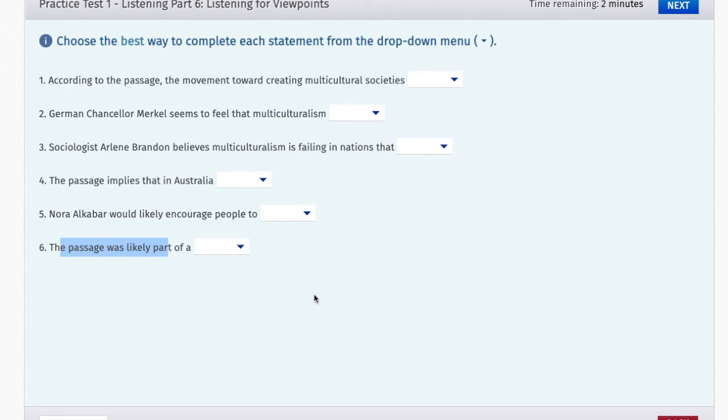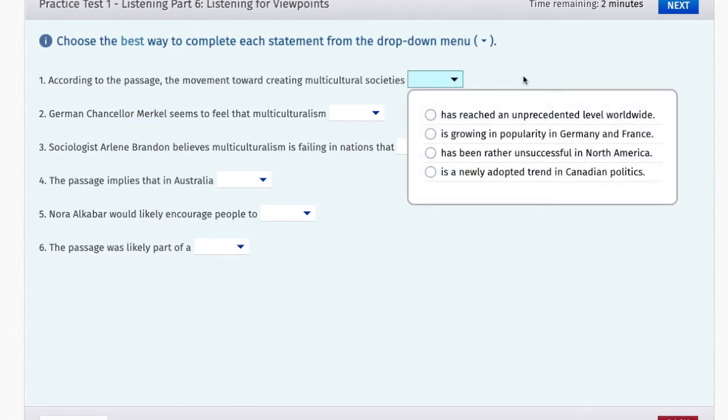So again, looking at the questions, we need to understand the keyword or who the question is related to, what viewpoint. Let's look at the answers now. So here's question 1. Has reached an unprecedented level worldwide, is growing in popularity in Germany and France, has been rather unsuccessful in North America, is a newly adopted trend in Canadian politics.